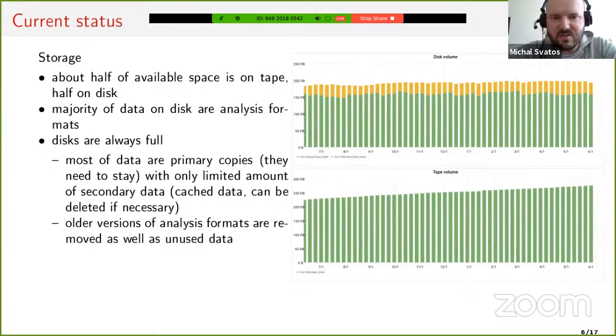On disk, the majority of formats are for analysis, which I will show later. And the problem is that disks are always full. And most of the data are primary copies, so it means that they cannot be deleted. And there's only a limited amount of cached secondary data which can be deleted if it is necessary. We have various mechanisms of coping with this. We delete unused data, and old analysis formats if they have newer versions, etc.